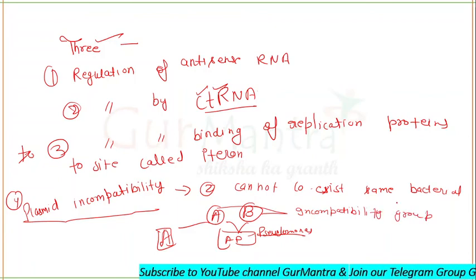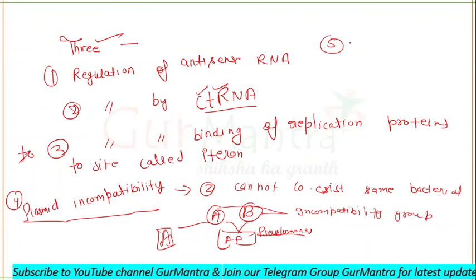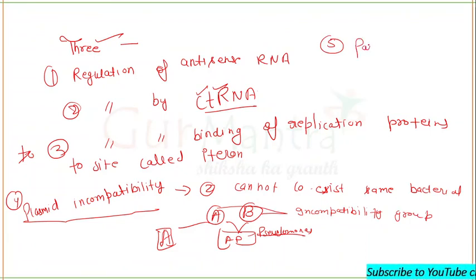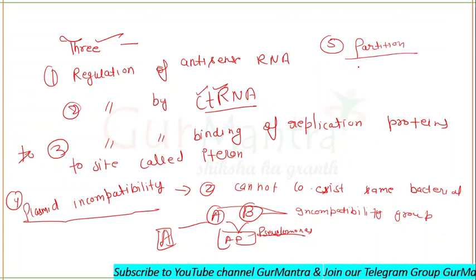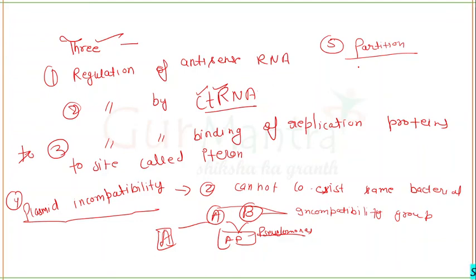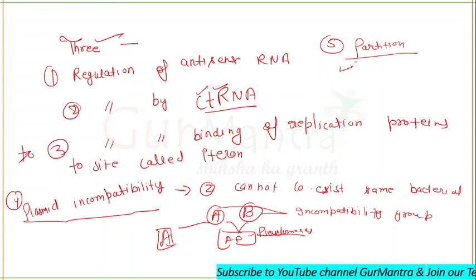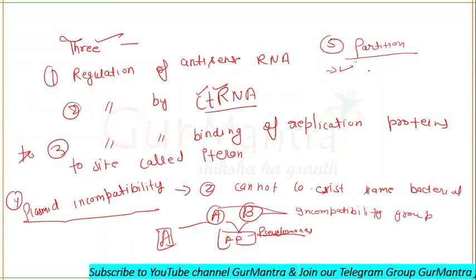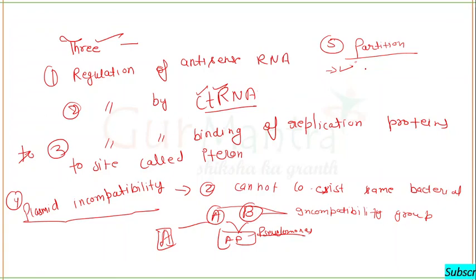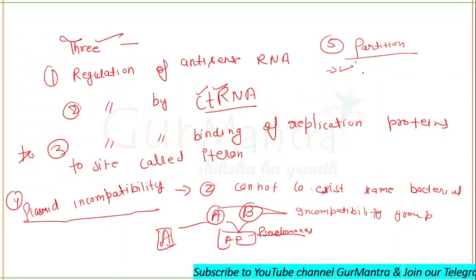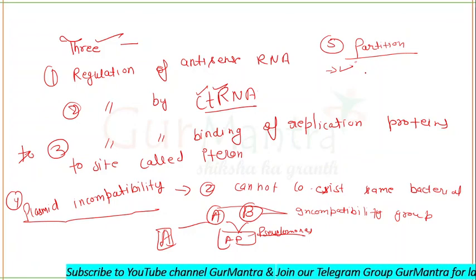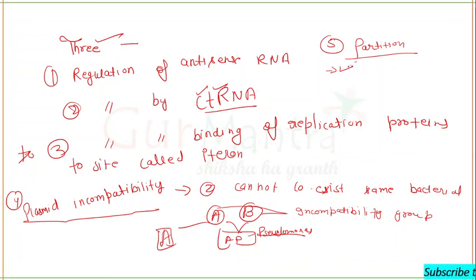And the fifth property I will be telling you about is partitioning. Partitioning is used to ensure the equal partition of plasmids into two daughter cells. If there is a high number of copies of plasmid, then surely each daughter cell will get one copy. But if the count is low, then maybe some cells won't get a copy of the plasmid. That's why partitioning takes place.